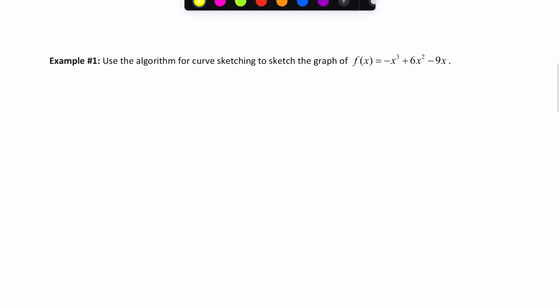Example 1 says use the algorithm for curve sketching to sketch the graph of f of x equals negative x cubed plus 6x squared minus 9x. The first thing we're going to do is look at the function itself. Here we have f of x. We're going to simplify this expression and factor out a negative x. If we factor out a negative x, we have x squared minus 6x plus 9.